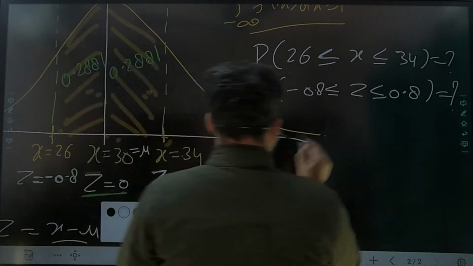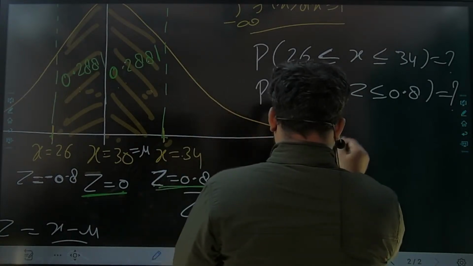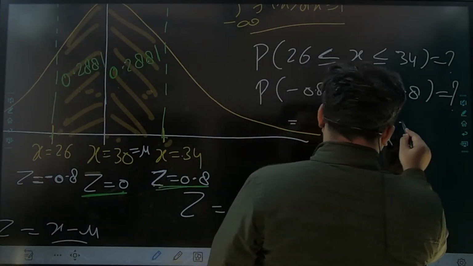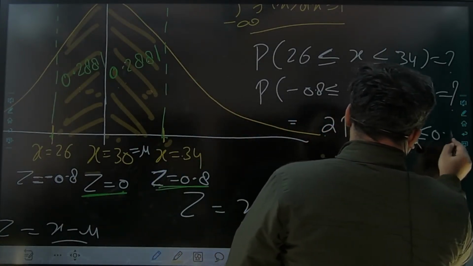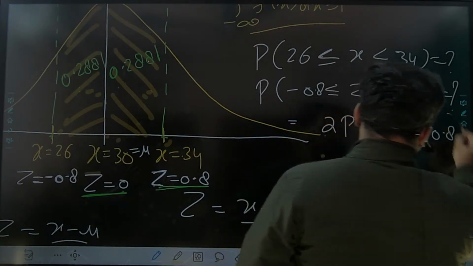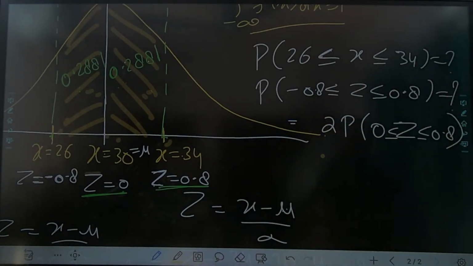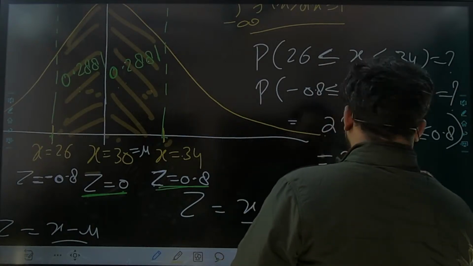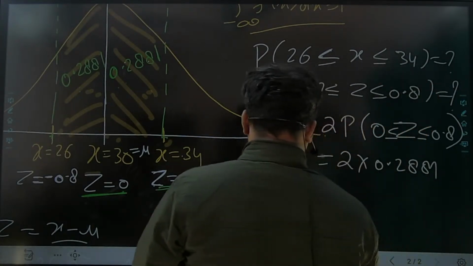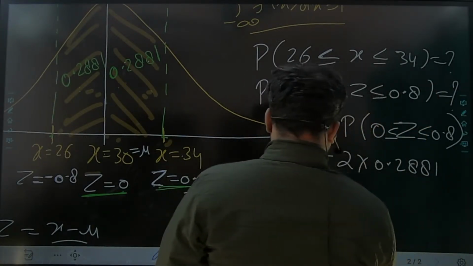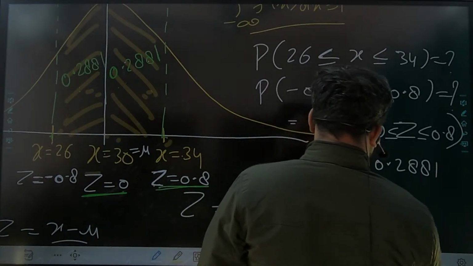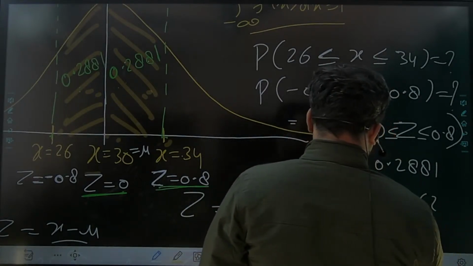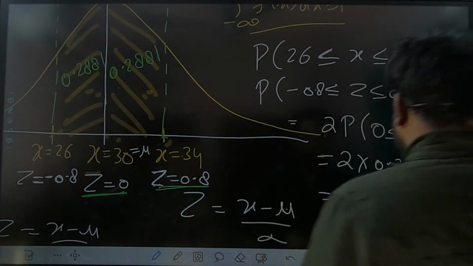So I can find this as 2 times the probability of z from 0 to 0.8. What is the value given for 0 to 0.8? Multiply with 2 to get the total. So this is 2 times 0.2881, which will be about 0.5762.